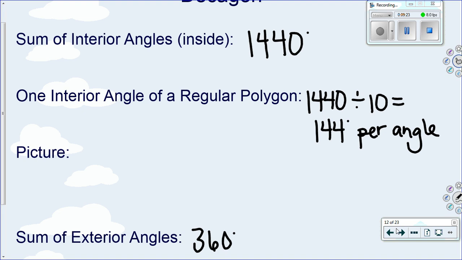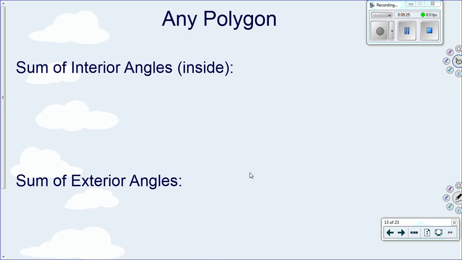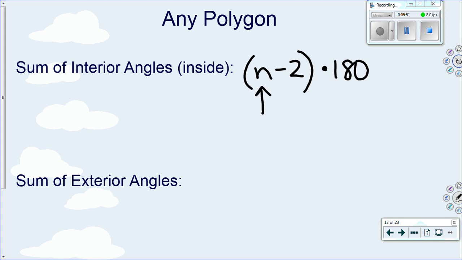The last thing we're going to write on this page is we're going to talk about any polygon. Okay? If you look through the last few shapes that we've done, there is a trend that we see between finding the sum of the interior angles. If you take the number of sides of that polygon and subtract 2, and then take that difference and multiply it by 180, that will give you the interior angle sum. Remember, n is the number of sides.